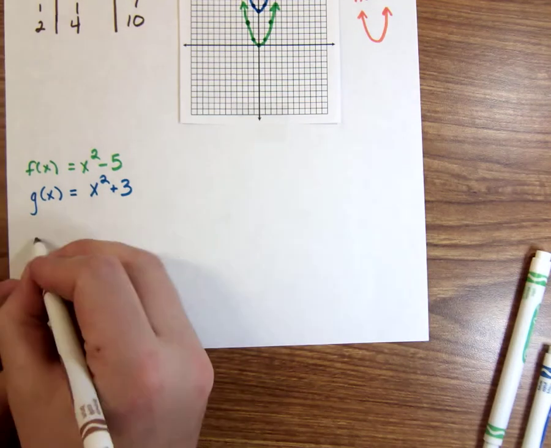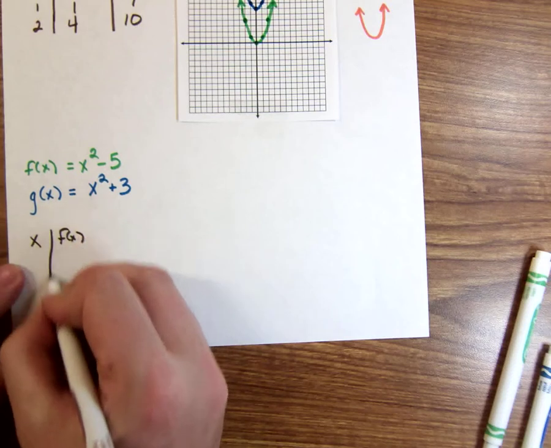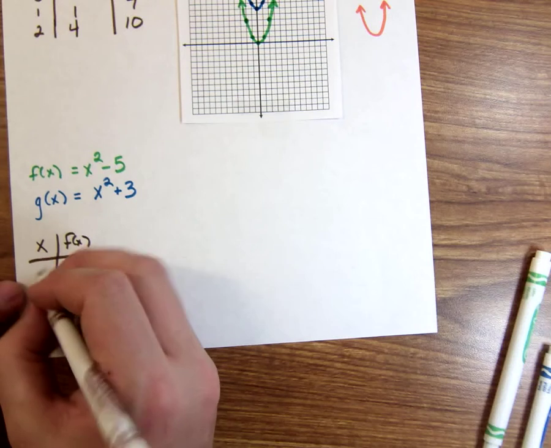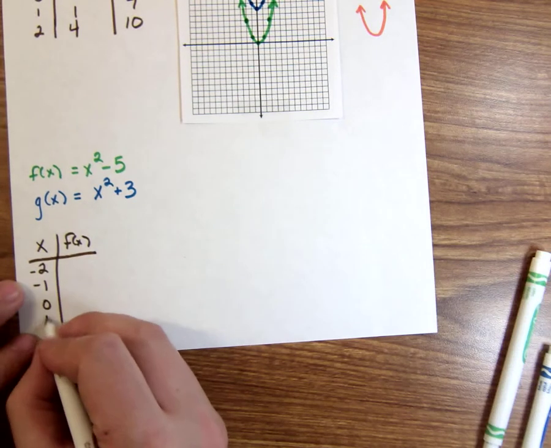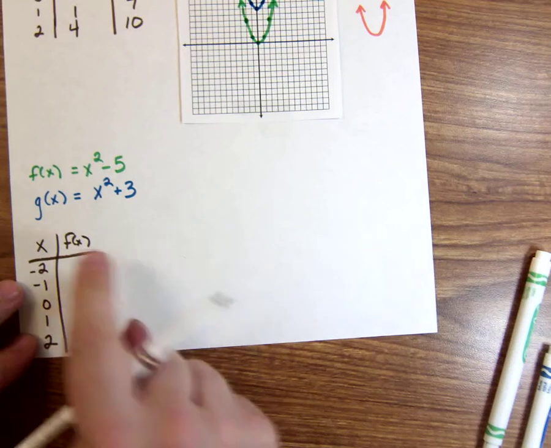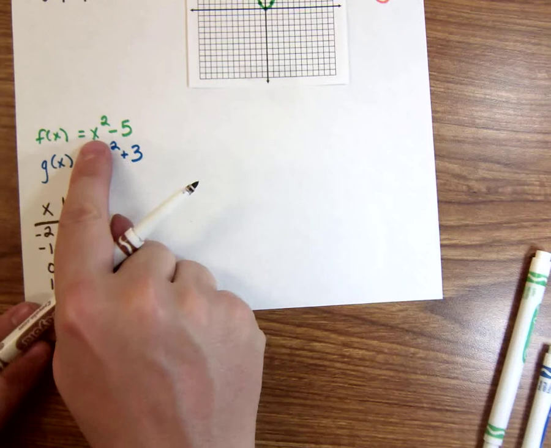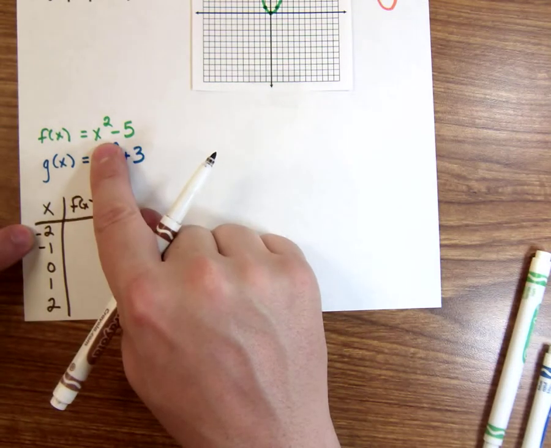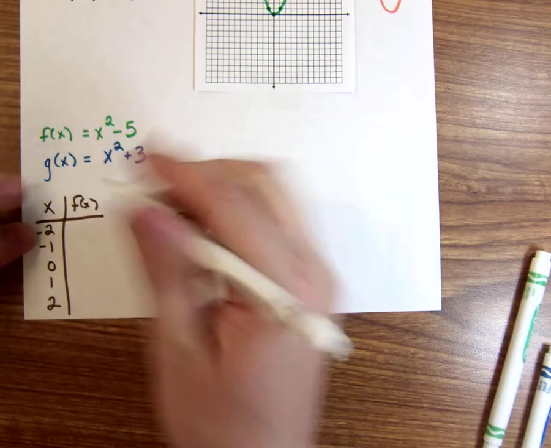Okay, so let's go ahead and make our table. And we'll do our numbers here again. Negative 2, negative 1, 0, 1, 2. So let's do f of x. See if you can do this without writing it down. We're squaring the x and subtracting 5. So negative 2 squared is 4, minus 5 is, there we go.